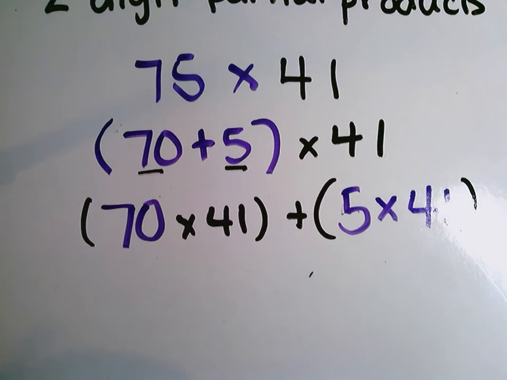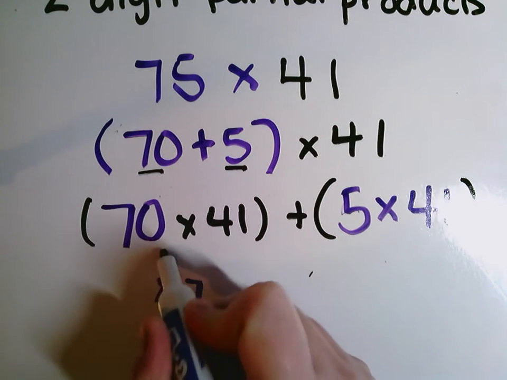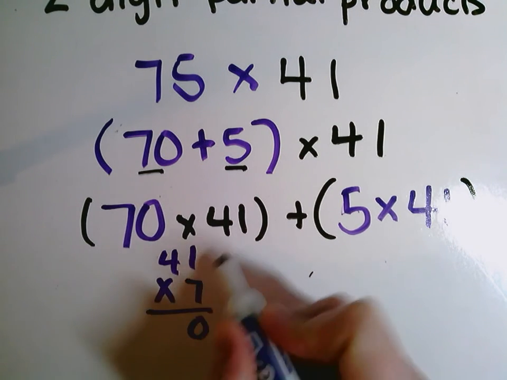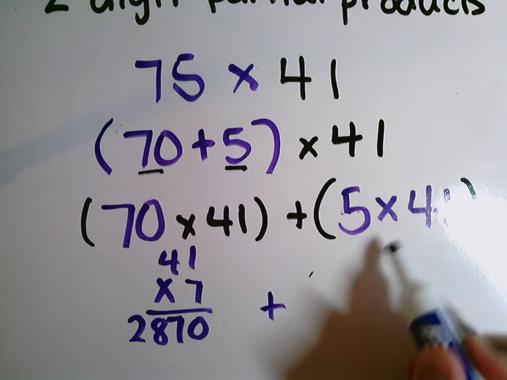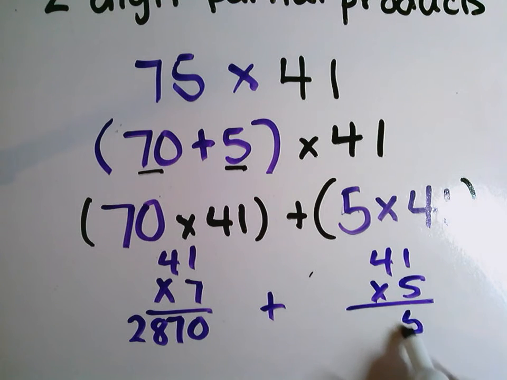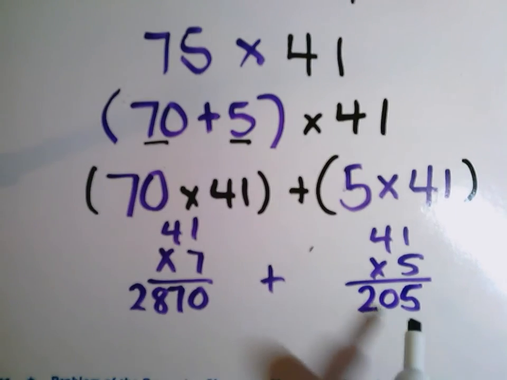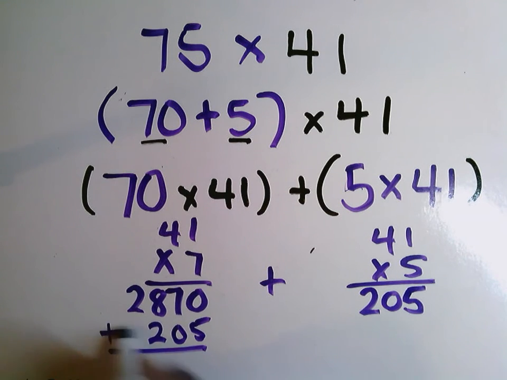Okay. Again, I'm going to write out my problem. I'm going to do 7 times 41, and I'm just going to add that 0 because it's actually 70. I'm going to do that quickly in my head. That was simple, right? Plus 41 times 5, 205. So now I'm just going to add my two partial products together. I got 2,870 plus 205. Just going to quickly add them together here.